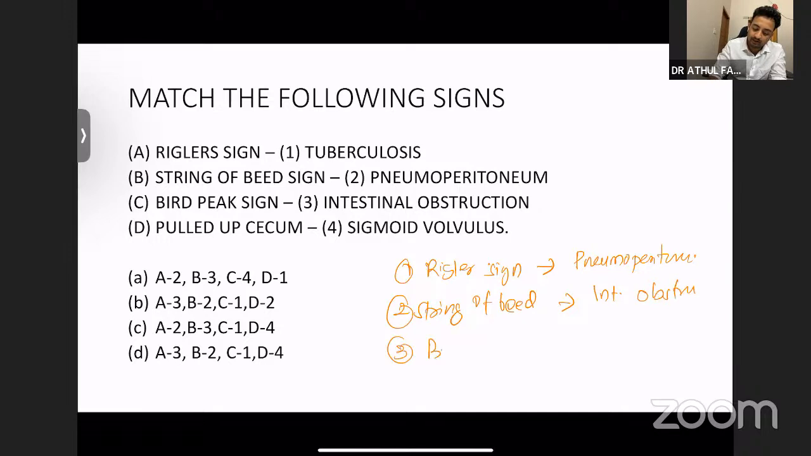Bird beak sign can be seen in achalasia cardia or sigmoid volvulus, so that is why I put it here. Bird beak sign can be seen in sigmoid volvulus. And pulled up cecum, everyone knows, it is seen in tuberculosis.